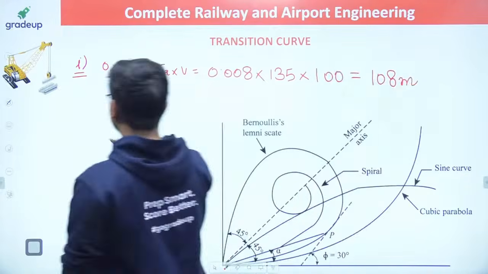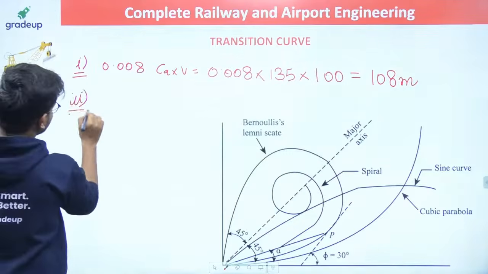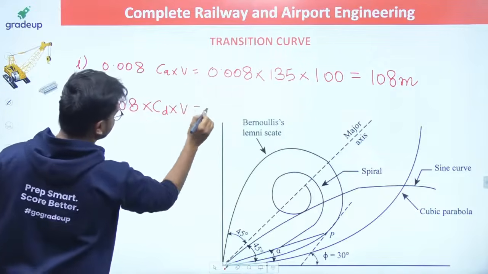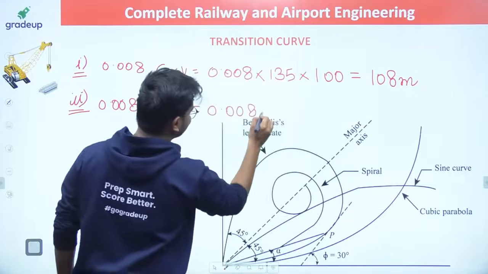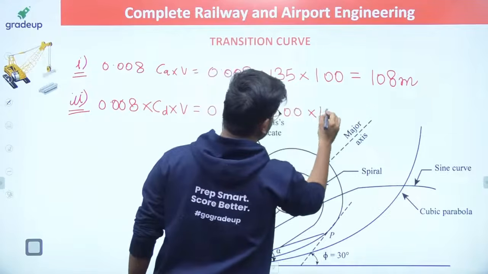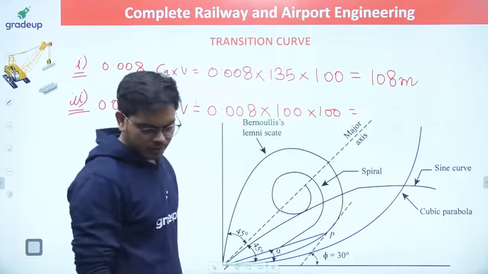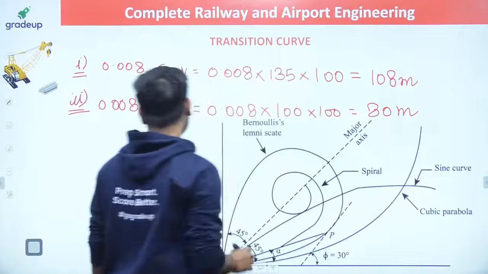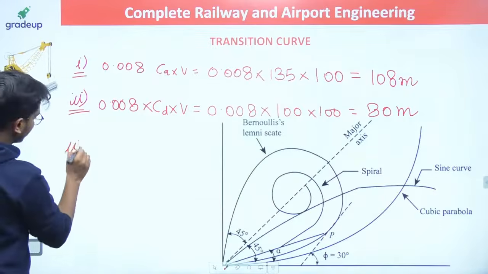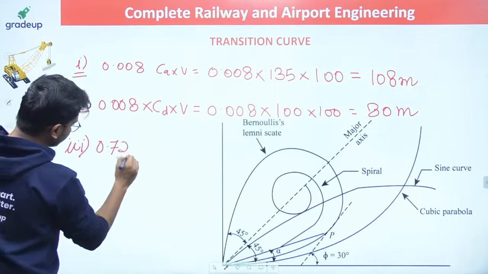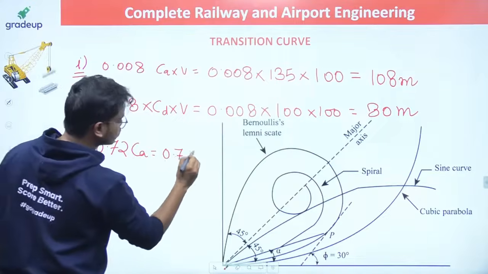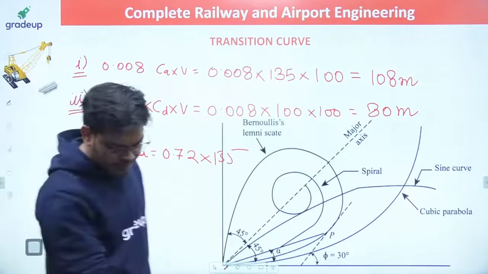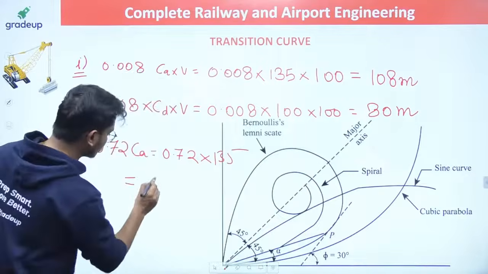No problem. With the second criteria, 0.008 into CANT efficiency into velocity. CANT efficiency was 100 into 100. How much is this value, everyone? This is 80 meter. And the last criteria is 0.72 into actual CANT, and actual CANT is 135. From here, the third criteria will give me the answer as 97.2 meter.